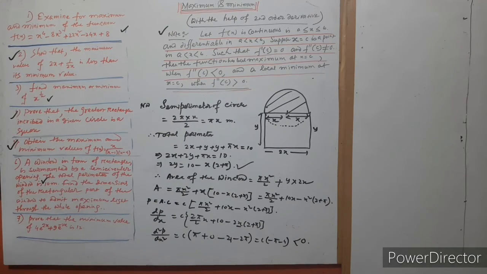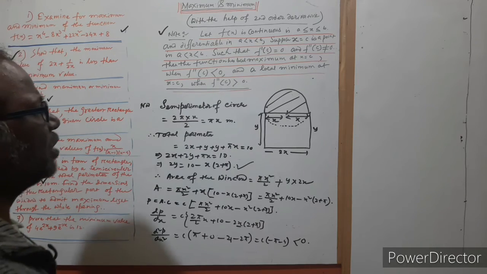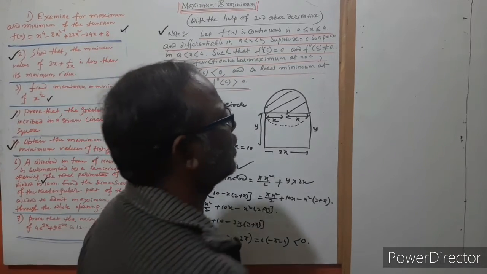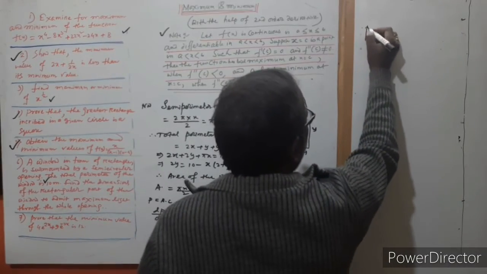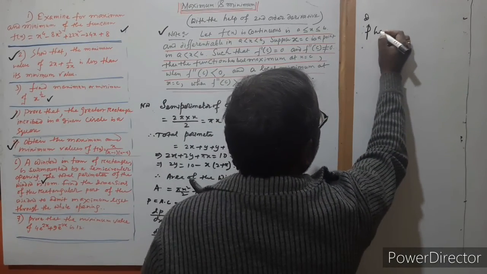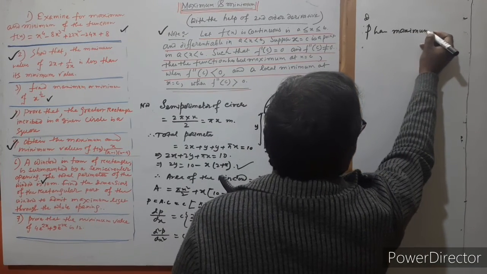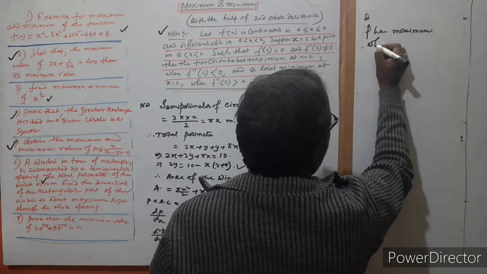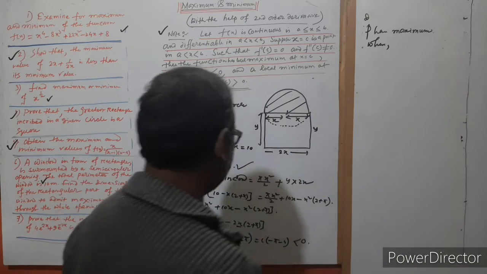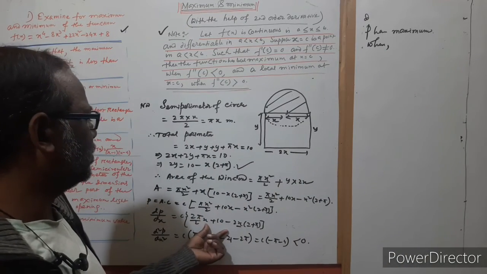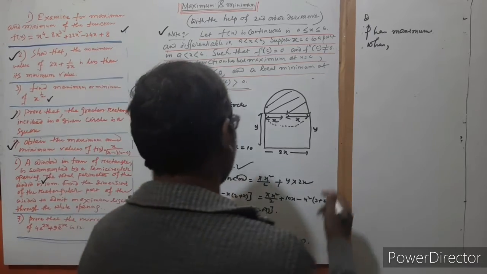So it shows that the maximum light is admitted. So it shows that P is maximum actually. So maximum light is admitted here. So P has maximum when the first order derivative is 0. So that's why we take 0 here.